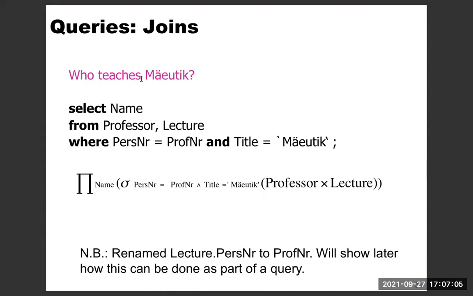That's a join operation, and it may be expressed in different ways. The simplest way is to list all the tables that should be joined: professor, comma, lecture, comma, something, and then provide conditions. Person number from professor should be the same as professor number from lecture, and lecture title should be this. Anyway, that's equivalent to this relational algebra expression: professor, Cartesian product, lecture, selection on all these conditions, and then projection on name.